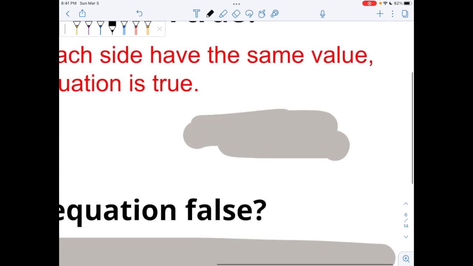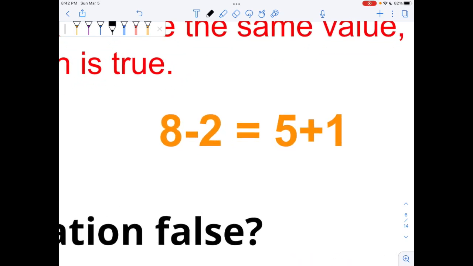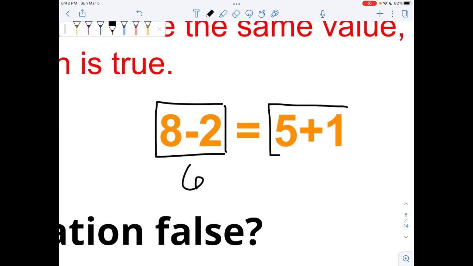Another way that you might not be as familiar with is this way. So this looks really complicated, but if we just look at each side of the equal sign, it's not too bad. This says 8 subtract 2, that's 6. And on the other side, 5 plus 1, that's 6. Each one of these is called an expression.